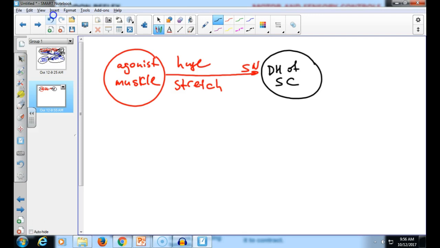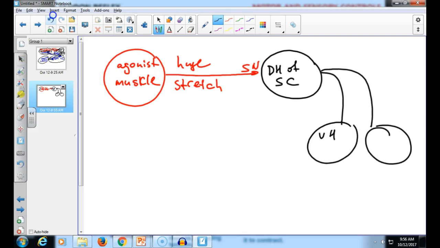Question? Dorsal horn of the spinal cord. Sorry for the acronyms, it's just easier for me to not write the whole thing down. Okay? Does that make sense? And then there are two synapses. So we've got ventral horn, right? Those black lines. What are they? Interneurons. Does that make sense?